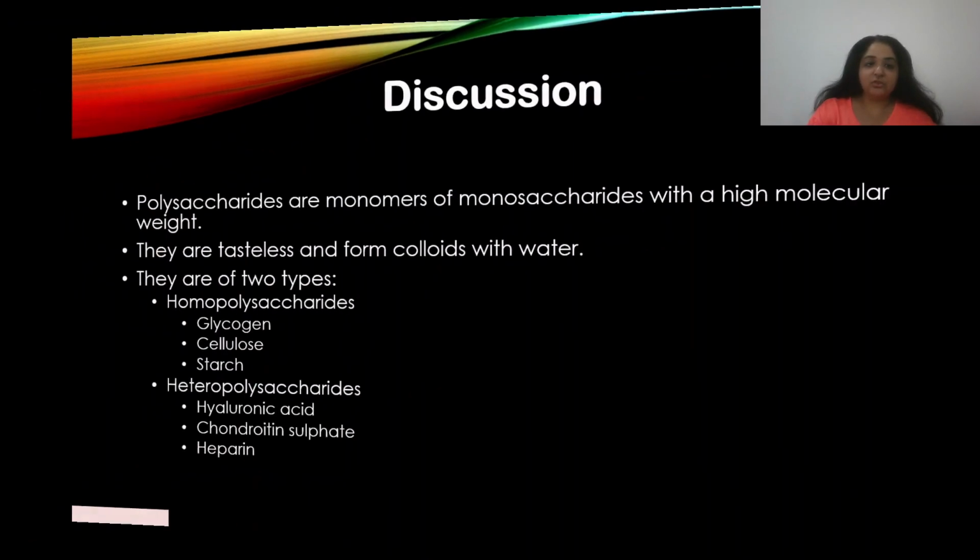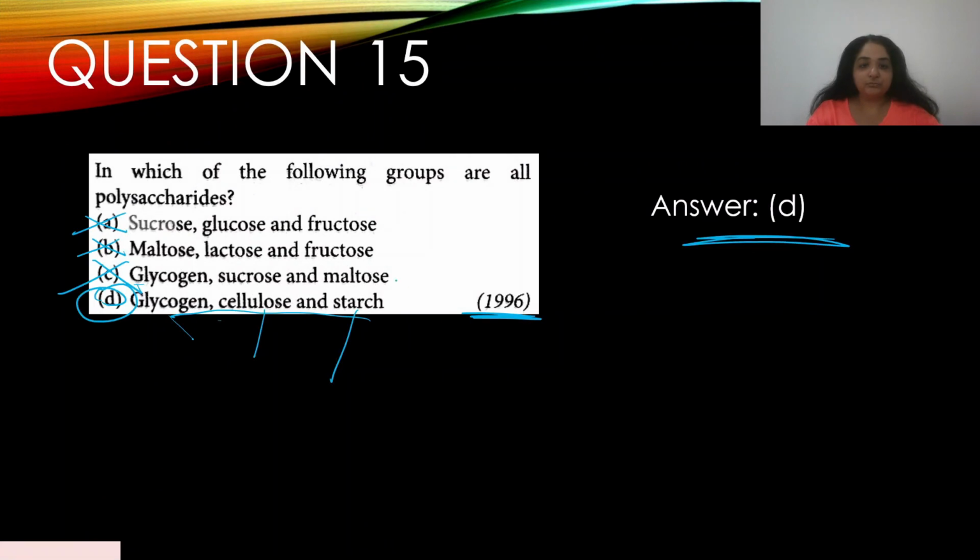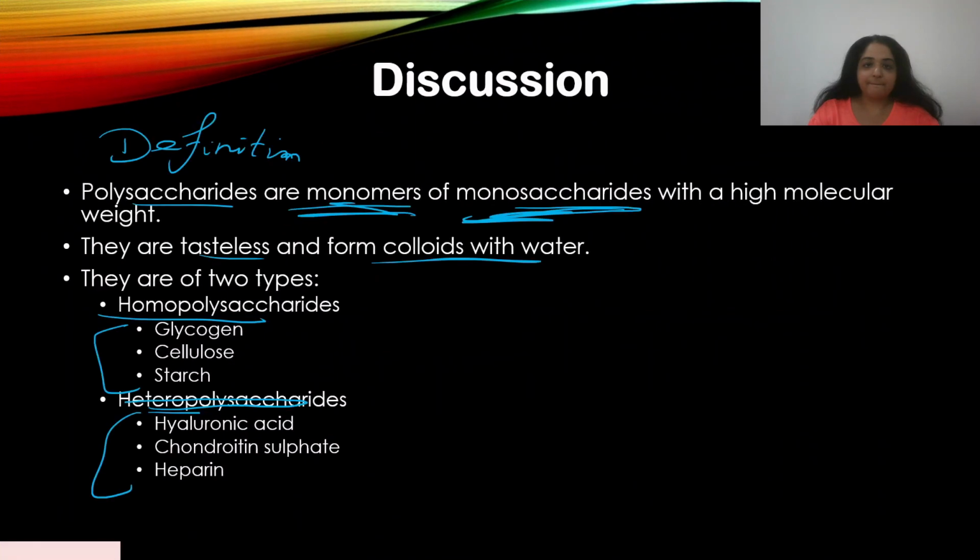If we go back to the question, it was not sucrose and maltose, although they are disaccharides. Clearly option C was wrong. The correct option here was glycogen, cellulose, and starch. All of them are polysaccharides. They're polymers of monosaccharides. All right, I guess we can move on.